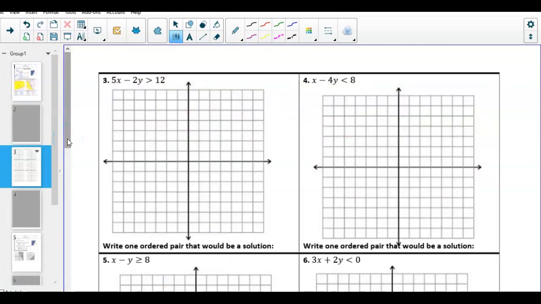All right, so we're going to do number 3. Now this one is not in slope-intercept form. So the first thing we need to do is get it there by converting it. We have -2y is greater than -5x plus 12. We're going to divide everything by -2. If we're remembering when we solve inequalities, if we multiply or divide by a negative, we have to switch the sign. So that's going to happen here. So our new inequality is y is less than +5/2 x minus 6.